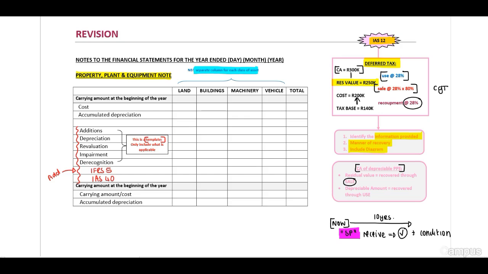Guys, I'm going to conclude. Please ensure that you study your principles. When you work through a comprehensive question, you need to identify which asset you are currently working with and apply the principles of that asset to your question. And important as always, your exam technique. Please practice this.